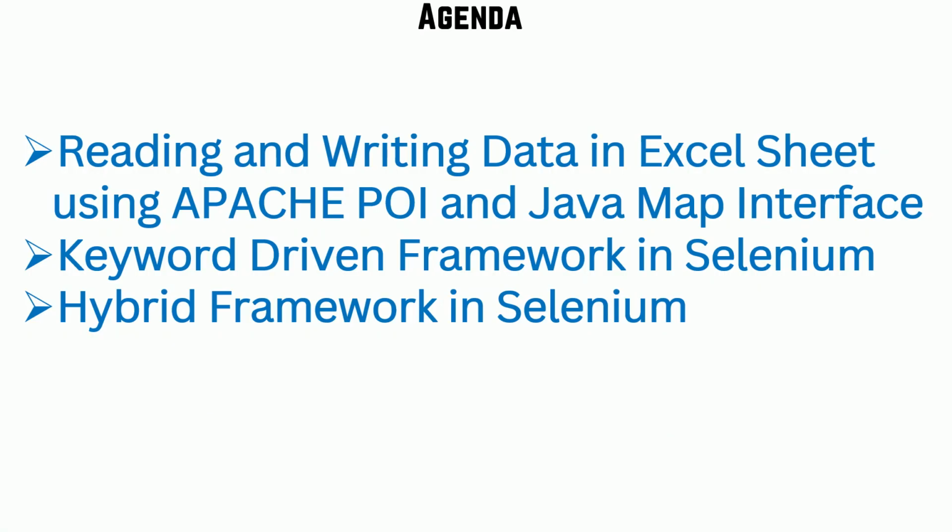In today's session, you will learn how to read and write data in an Excel sheet using Apache POI and the Java Map interface. Along with that, you will learn keyword driven and hybrid framework in Selenium. So let's start with how to read and write data in the Excel sheet using Apache POI and the Java Map interface.